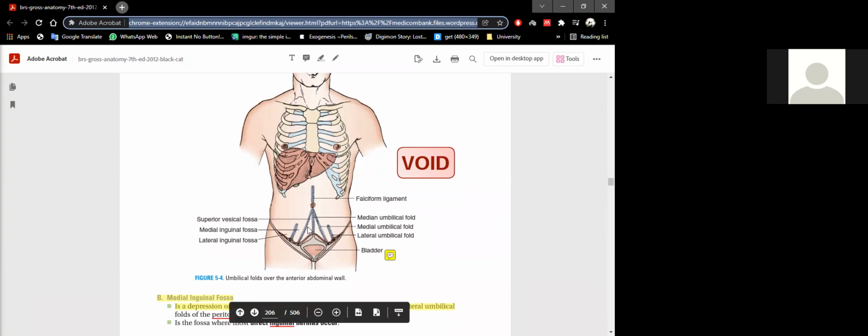So let's start with the median umbilical fold. As you can see here, it basically goes from your bladder to the umbilicus. This is a remnant of an embryologic structure that you will learn later. It was called the urachus, a structure that connects your bladder to your umbilicus.